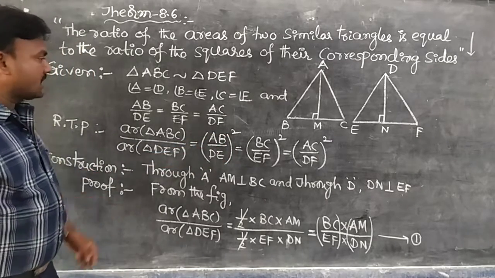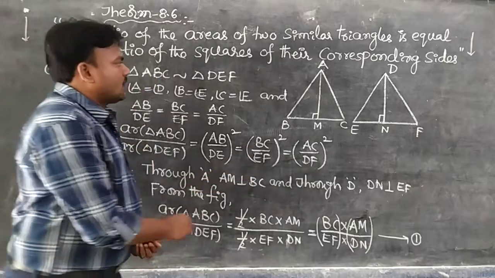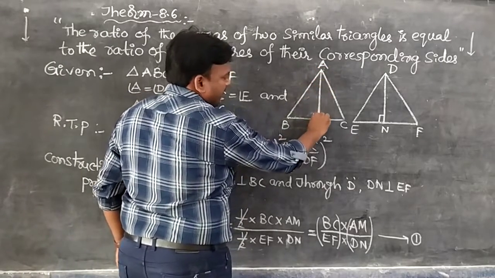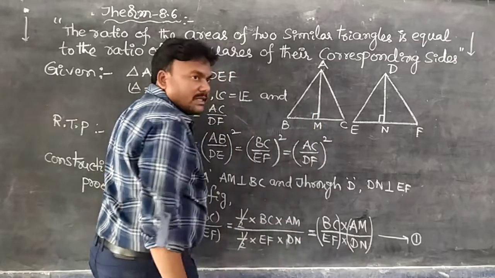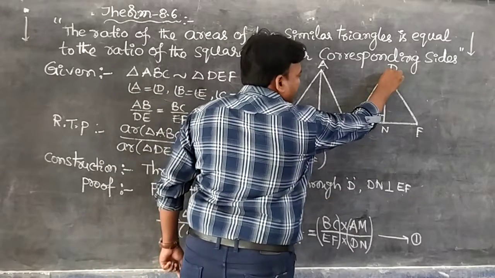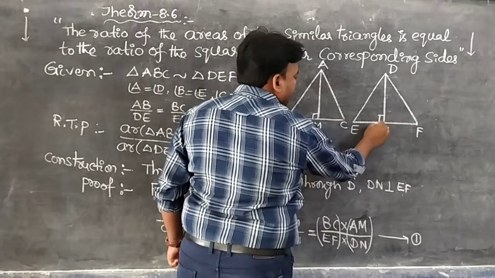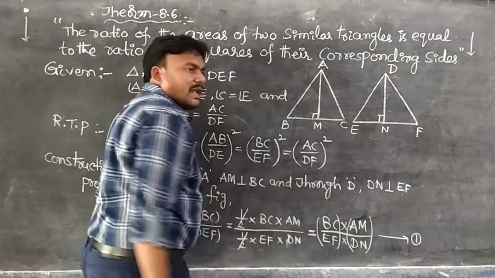And now we come to the construction part. Here, through A, we draw a perpendicular line: AM is perpendicular to BC, and through D, DN is perpendicular to EF. That means angle M equals 90 degrees and angle N also equals 90 degrees.